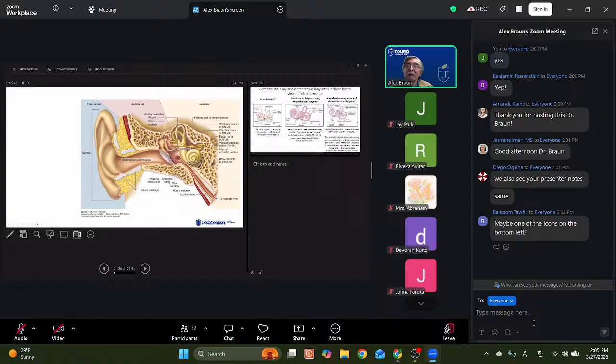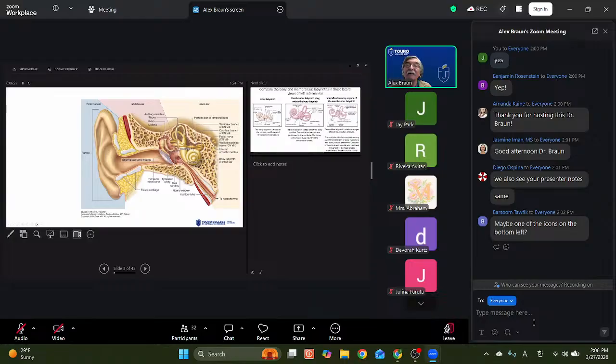Then limiting the external acoustic meatus is the eardrum or tympanic membrane, which vibrates according to the pressure waves moving through the external ear canal, transmitting the sound waves from the external ear to the middle ear. So here we have the middle ear, in which there are three very tiny bones which are linked together, called the auditory ossicles, which are quite well known. I think just about everybody knows about them.